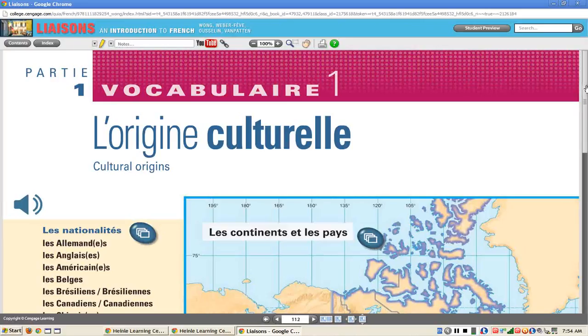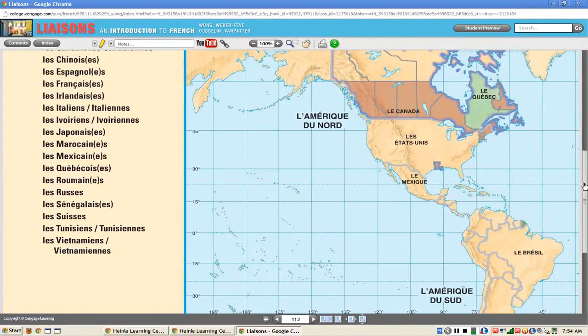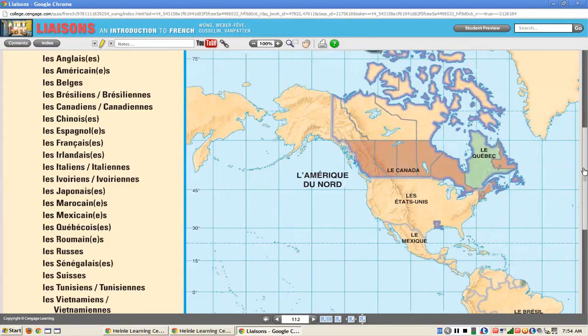They don't even give you the West Indies Islands. Down here, they don't give you le Cuba, la République Dominicaine, le Haïti, la Martinique, la Guadeloupe. But of course, you can also do your own research. You can find your own group of countries that you want to learn first and then work from there. This is the book's sampling that we're using.